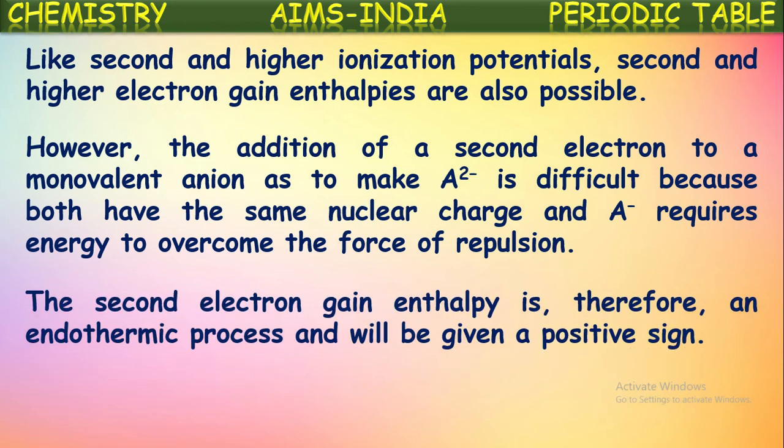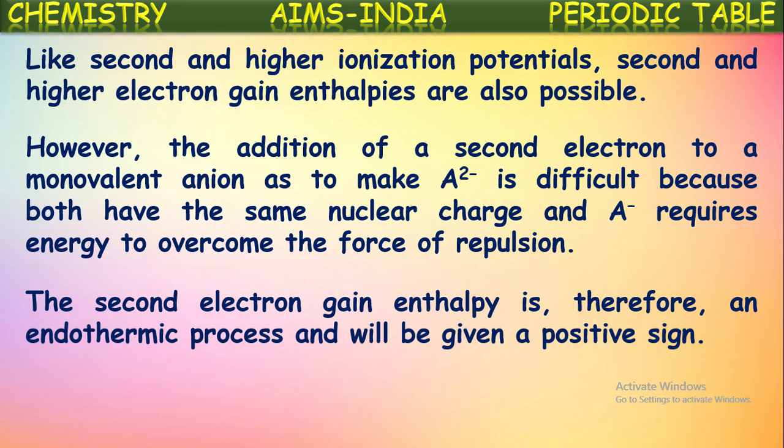So the second electron gain enthalpy is therefore an endothermic process and will be given a positive sign. Unlike the first electron affinity, the second and higher electron affinities are endothermic. That means as in the first electron affinity, a certain amount of energy is released by the atom while gaining an electron. But while gaining the second, third, fourth and higher electrons, atoms need energy instead of releasing it. That is why we say second and higher electron affinities are endothermic, whereas first electron affinity is exothermic.